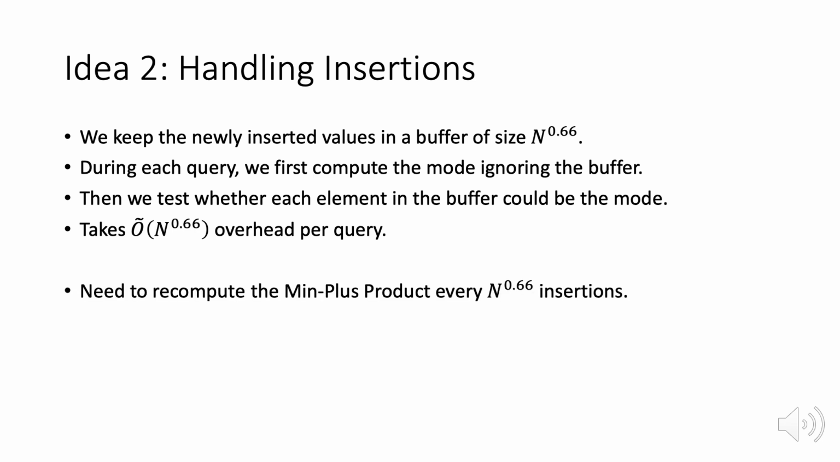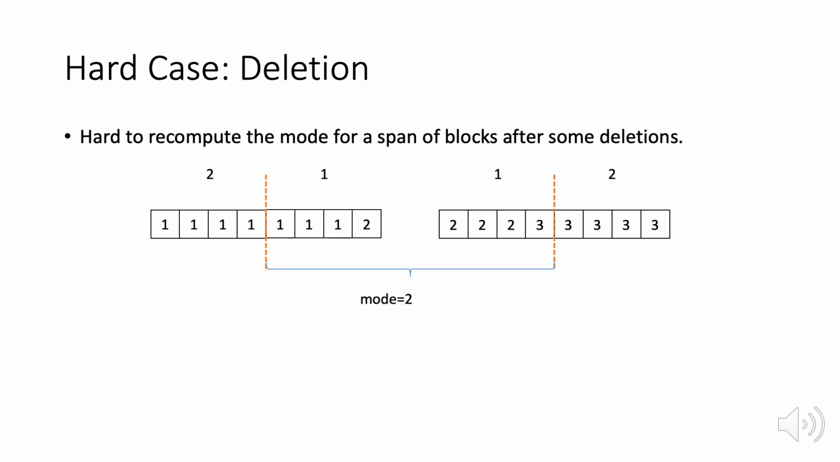But note that we still have to put these elements back to the array at some point. So after every n^0.66 insertions, we flush the buffer and recompute the precomputed values. The hard case is actually the deletion operation.